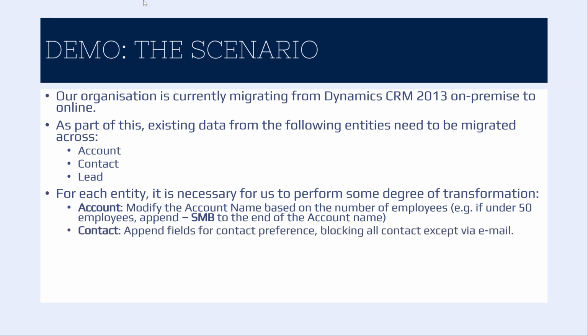For the contact fields, because we're feeling very GDPR conscious these days, we want to make sure that we append the appropriate contact preferences onto each contact record to ensure that we block all contact except via email by default. And then finally, because we don't really care about our prospect or sales data that we're not currently working with, we only want to import leads that are in an open state into our online instance, just so we can make sure we're not putting a load of rubbish into the database potentially.